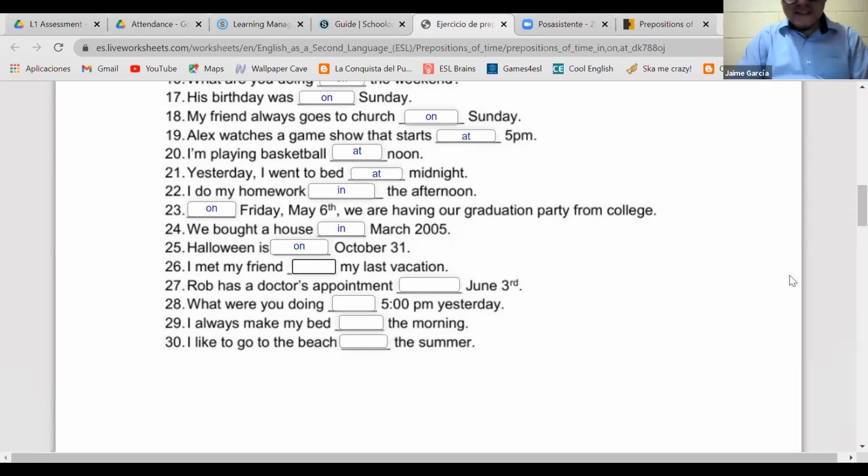Okay, let's move to 27. Okay. Rob has a doctor's appointment on June 3rd. Okay. What were you doing? I always make my bed in the morning. And I like to go to the beach.